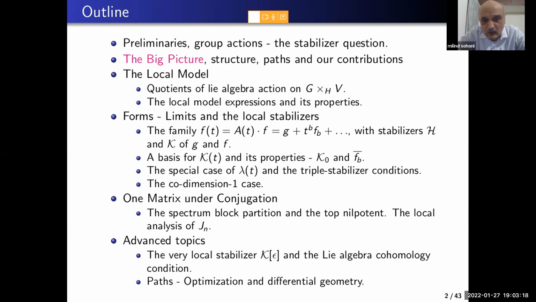Then we will close the arguments Bharat had made two days ago about one matrix under conjugation and projective closures under the action of a one parameter subgroup. And then we look at some advanced topics, the very local stabilizer and its connection with the algebra cohomology. And section 9 of the arXiv paper is really about future directions, optimization and differential geometry. So please do stop me if there are any questions.